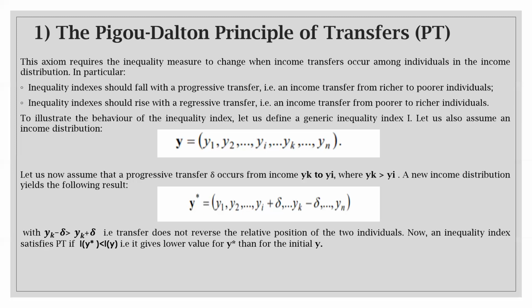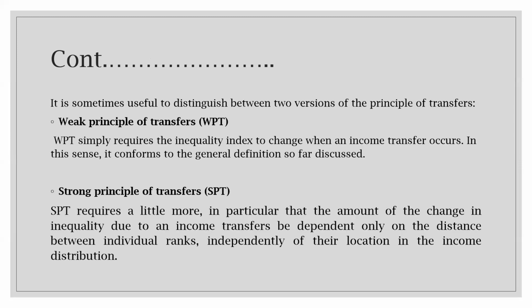Now an inequality index satisfies the principle of transfer, that is, the change in income represented in terms of the inequality index: I of Y star is less than that of the original one, because it gives a lower value for Y star than for the initial Y, since we are applying a progressive transfer. So there will be a change in the income scenario, and we subtract from Yk, where Yk is more than Yi. In this way, when we do this type of distribution, we see that the original one is more than the later one.